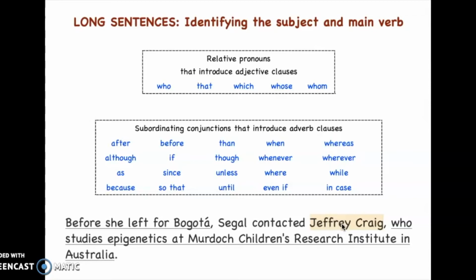It can't be the subject, and it can't be the main verb. So here's what we have left. We have Sigal as our subject. We have contacted as our main verb.